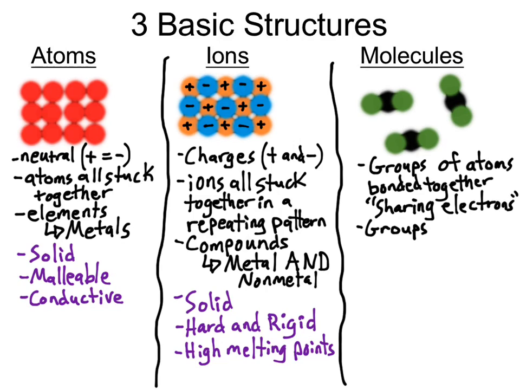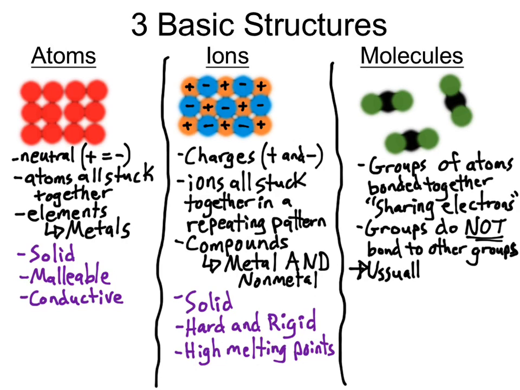They're sharing them. However, each group does not bond to any other groups. The atoms in the group are very well bonded to each other, and it's really hard to break them apart. But group to group, they don't bond. So the groups don't actually stick together very well. These things are usually nonmetals. This usually happens when we have things that are highly electronegative.